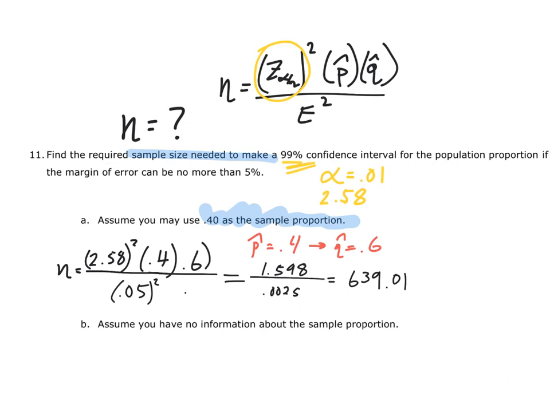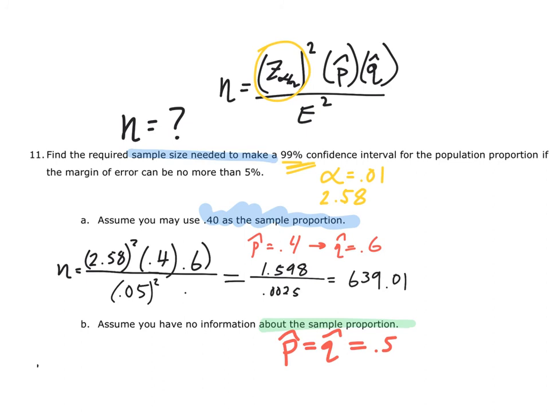11b is very similar. The only difference is now I'm assuming that I know nothing about the sample population. When you know nothing about the sample population, you've got to make it the worst case scenario for p hat and q hat. So in this case, my p hat is going to be the same as my q hat, and the only way that occurs is if that's going to be equal to 0.5. I'm going to use the same confidence interval, so I'm going to use the exact same zeta value.